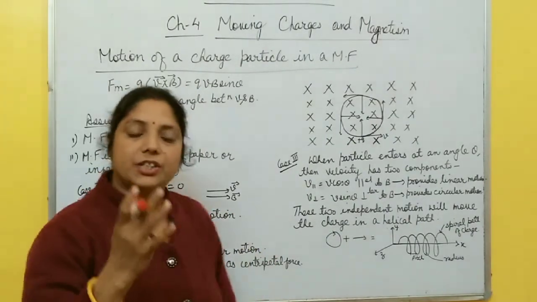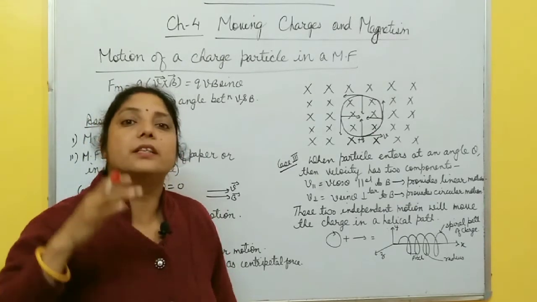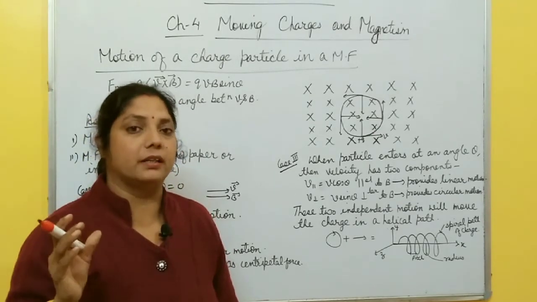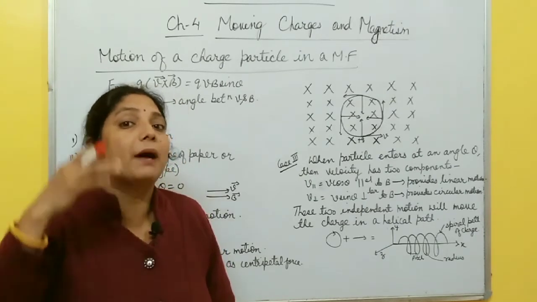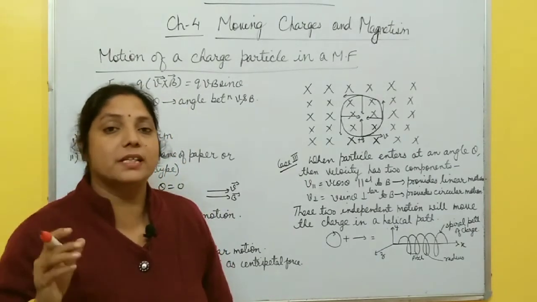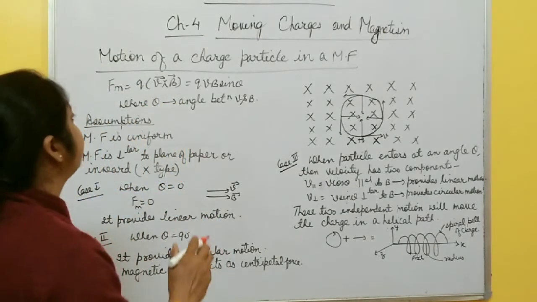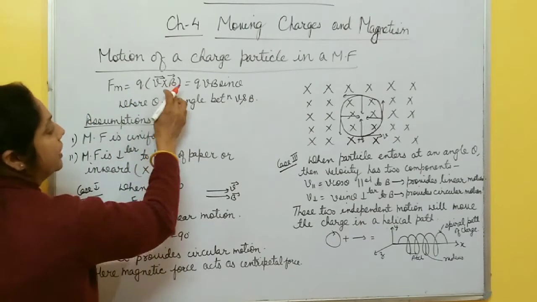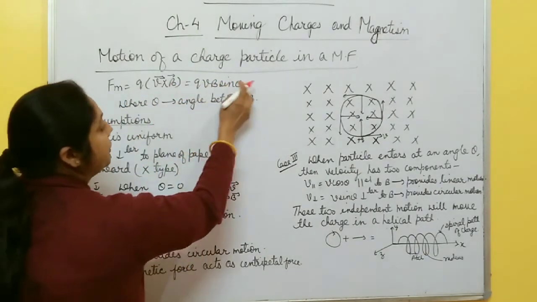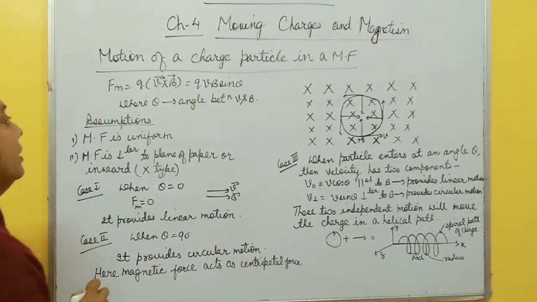It means when a charged particle enters a magnetic field, what is the motion of that charged particle? Motion means in which direction it moves. What is the path taken by that charged particle? You can say the trajectory of the charged particle. So you know that magnetic force is given by q V cross B, or you can write qVB sin theta, where theta is the angle between V and B.